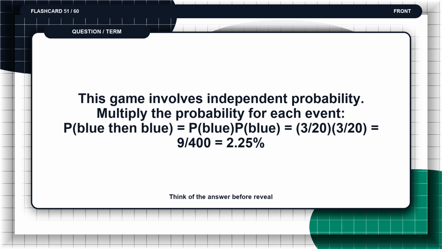Flashcard 51. This game involves independent probability. Multiply the probability for each event. P(blue then blue) equals P(blue) times P(blue) equals 3/20 times 3/20 equals 9/400 equals 2.25%. Think of the answer before the reveal.